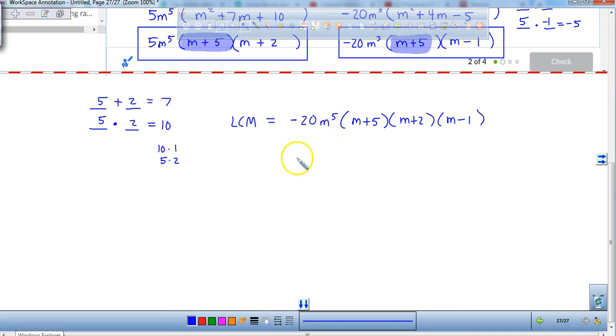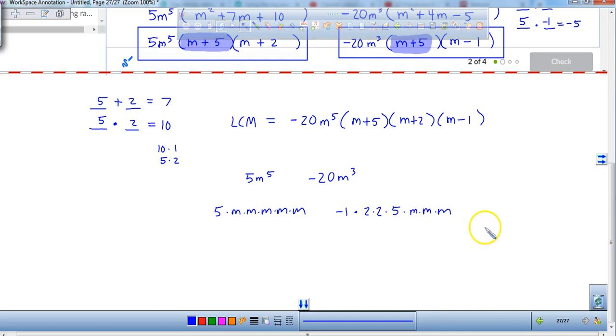Alright, so probably the most confusing thing is how do we find the least common multiple between 5 m to the power 5 and negative 20 m cubed. So I'm just going to break this down. When we have a 5, we have times m times 2, 3, 4, 5. Okay? And then over here, we have a negative 1 times, and the factors of 20 are 2 times 2 times 5, and then the factors of m cubed are m times m times m.